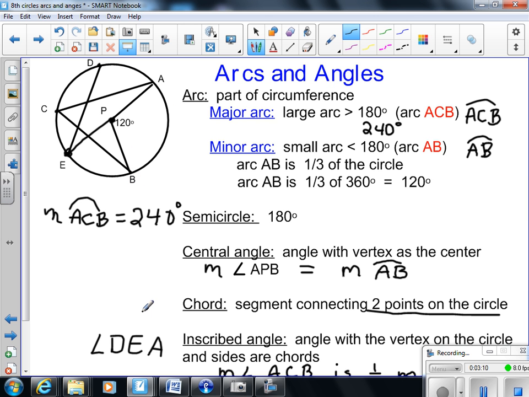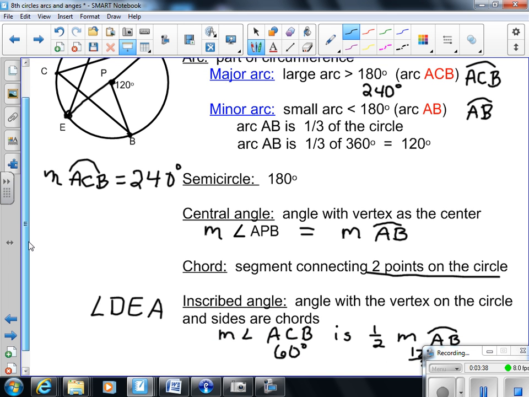A chord is a segment containing 2 points on the circle. Okay, so we have segment DE as a chord, segment CA is a chord, segment EA is a chord, segment CB is a chord, but PB is not a chord because it does not touch the edge of the circle. Okay, that's called something else. That's called the radius that we learned.